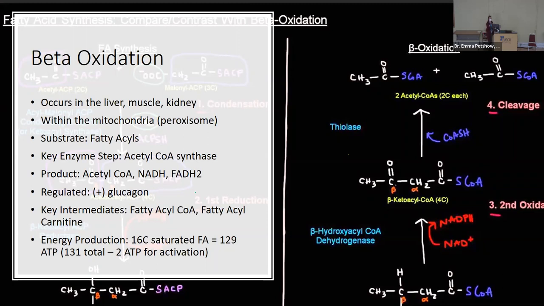Key intermediates: fatty acyl CoA and fatty acyl carnitine. The fatty acyl carnitine is what helps shunt it back into the mitochondria. So carnitine and citrate are your big shunts. They help you move in and out of structures. So when in doubt, those are helping you move in or out.